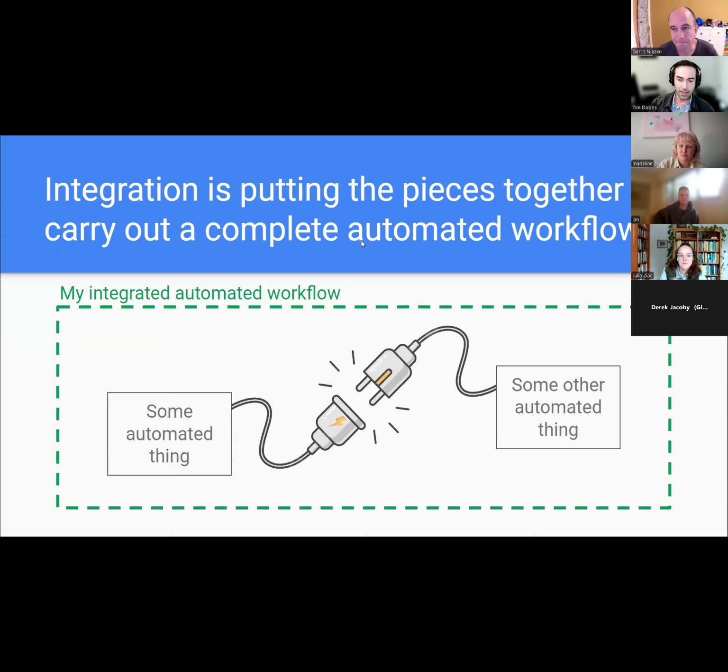Before I get started, I just wanted to make sure everybody's on the same page of what integration is. It is a broad term, but here, just for this talk, it's putting together two pieces of automation so they can carry out a complete automated workflow. So you've got some automated thing, and you need to plug it into some other automated thing so that the entire thing gets done. Maybe it's a liquid handler and a plate reader, two different pieces of equipment, and I just want to automatically prepare a bunch of liquid samples and then put them on a plate reader. Well, those things need to be plugged in. Just making sure that we're all understanding what we're saying with integration.